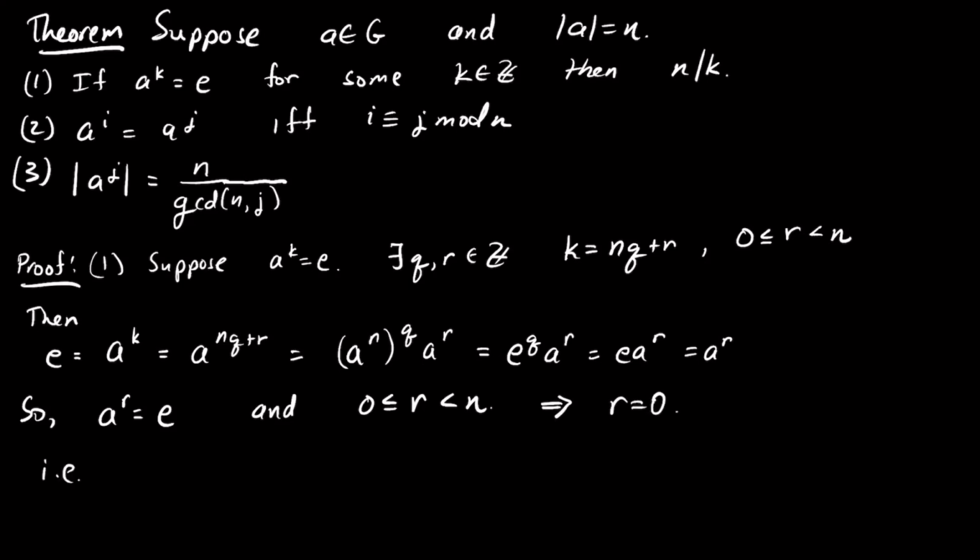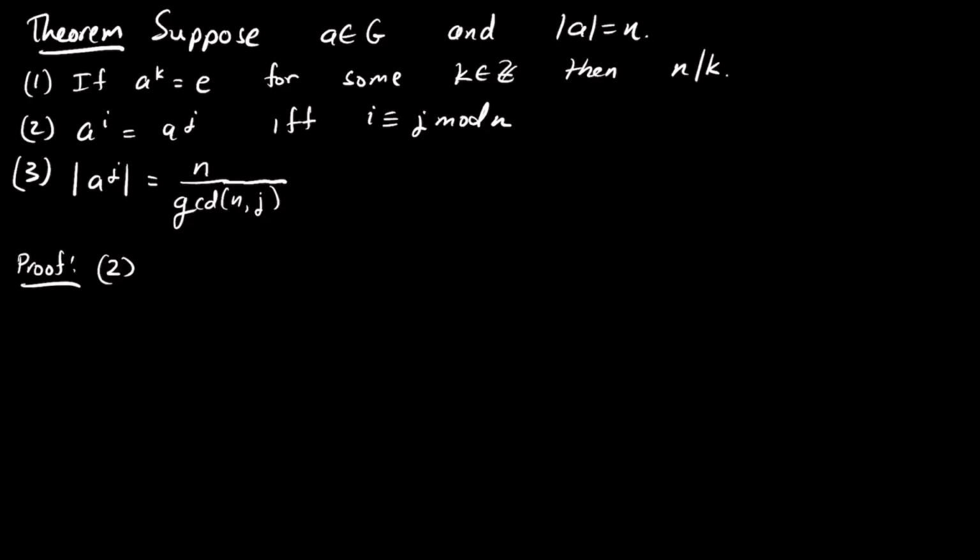So in other words, this tells me that k is equal to nq. In other words, this tells me that n divides k. Okay, so that proves 1. So let's prove 2 now, and 2 is just going to be a consequence of 1. So let's look at the forward direction.